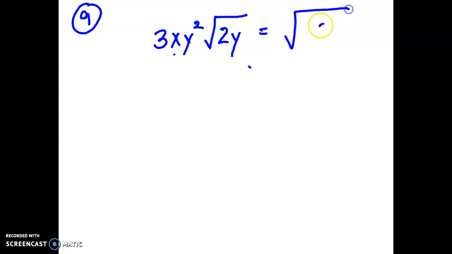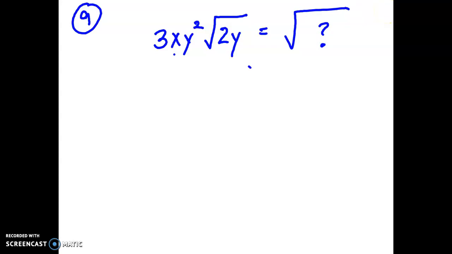Okay, number 9. We've got 3xy squared radical 2y, and we want to know what that is equal to. What would go under the radical? Now the index here is 2, so why don't we pause right here and try this and then see how you do.